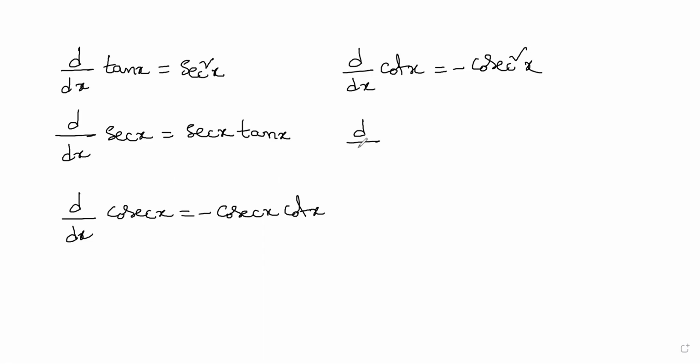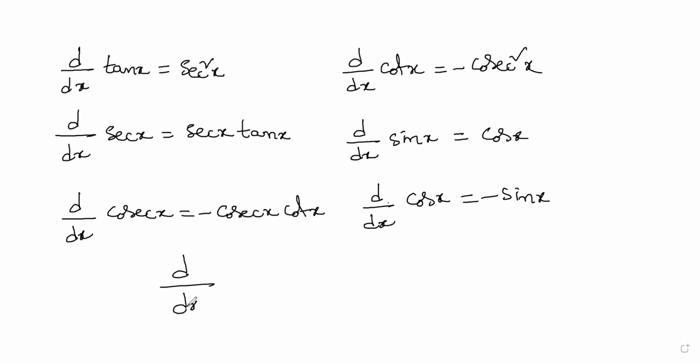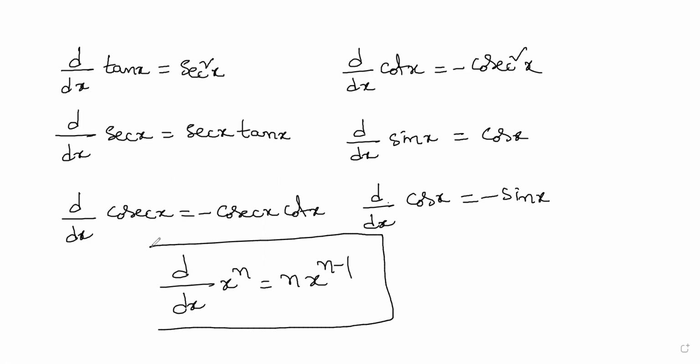And d by dx of sin x, let me write in full, sin x is cos x, and d by dx of cos x is negative sin x. This is what you have. And d by dx of x power n is n into x power n minus 1. These are the minimum derivative formulas that we have to know. There are certain other things I will tell you right now, because you will be using these formulas very frequently.